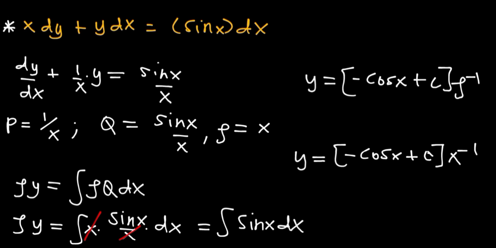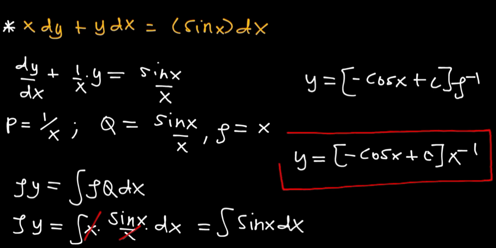Now you might well leave it that way or write it as 1 over x. Whichever way you write it, that is going to be correct. So in this case, this will be the answer to this question: y is equal to negative cosine x plus c multiplied by x to the negative 1.